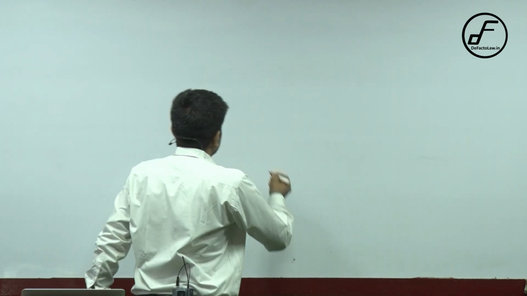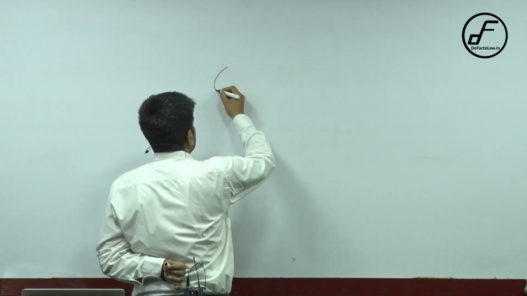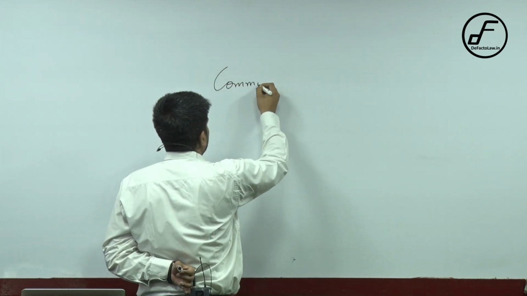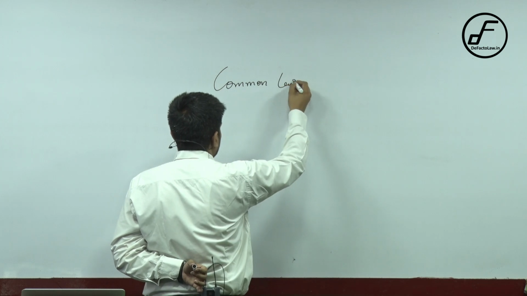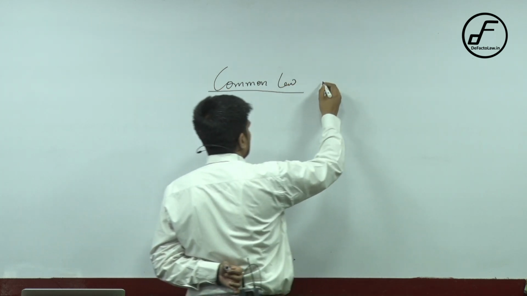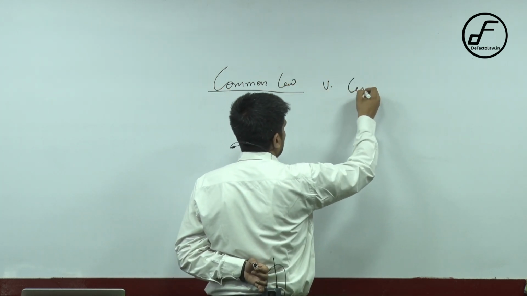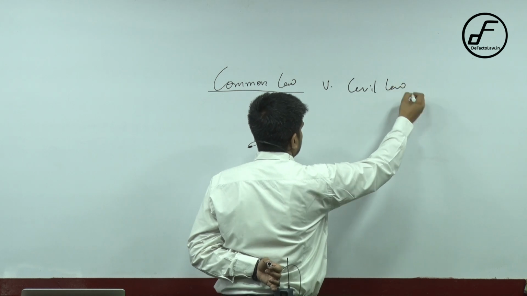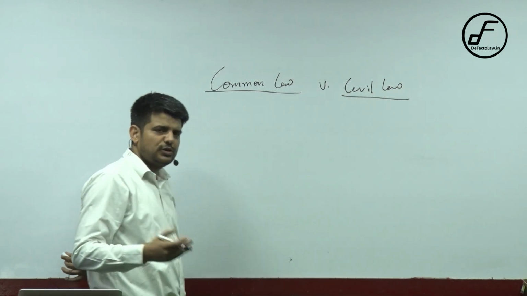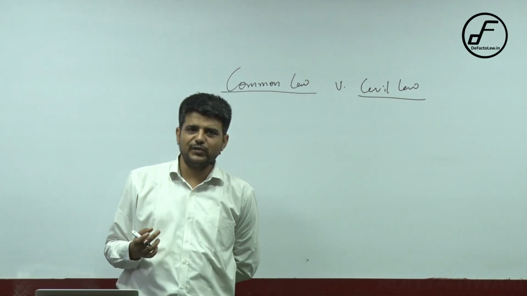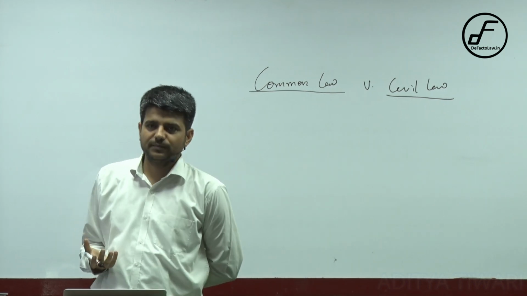Now see, there are two things that people, generally who are not from a law background and even from a law background, get confused about. What is the meaning of common law versus civil law systems? Because mostly you will find that these doctrines have a common law origin. So what do you mean by this?